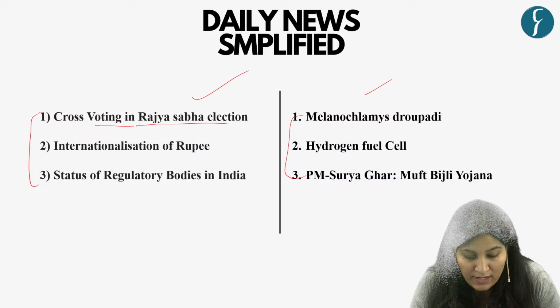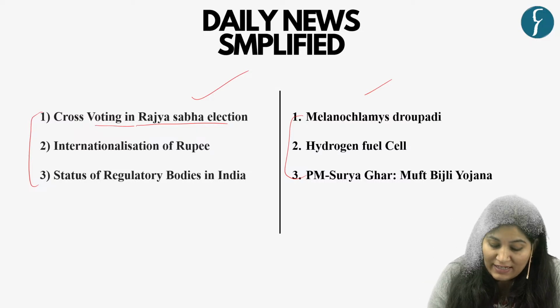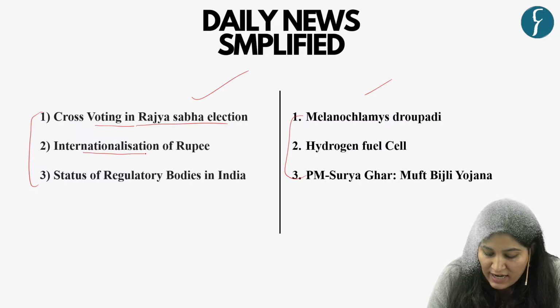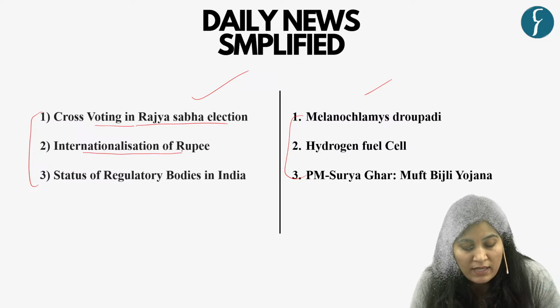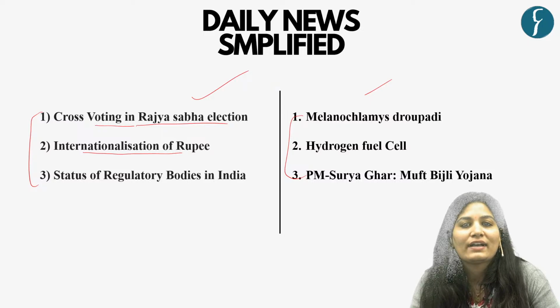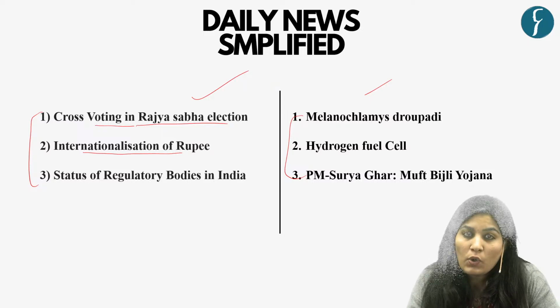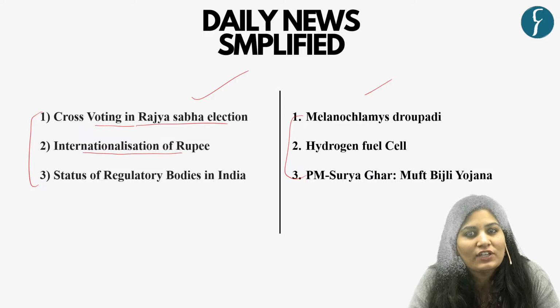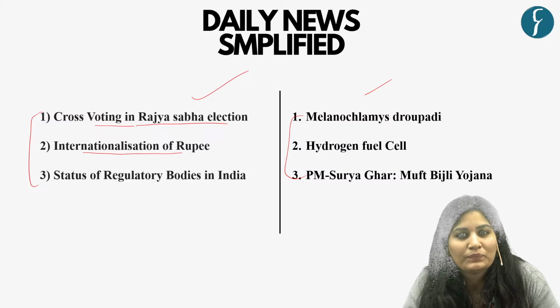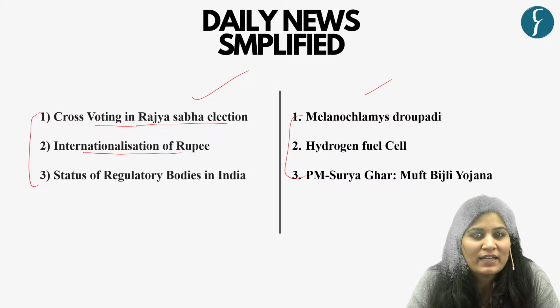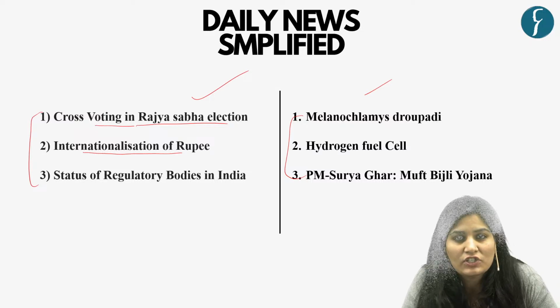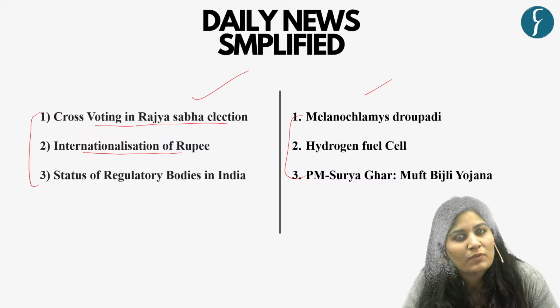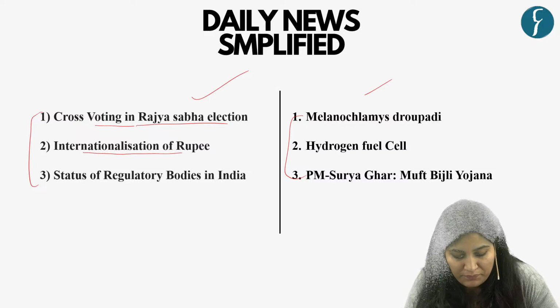paper 2. Then the second discussion we'll have is on internationalization of rupee, because India is looking ahead to use its own domestic currency for bilateral trade. Now, why have we taken it? Because mobilization of resources and international trade is an important theme from the GS paper 3 perspective.